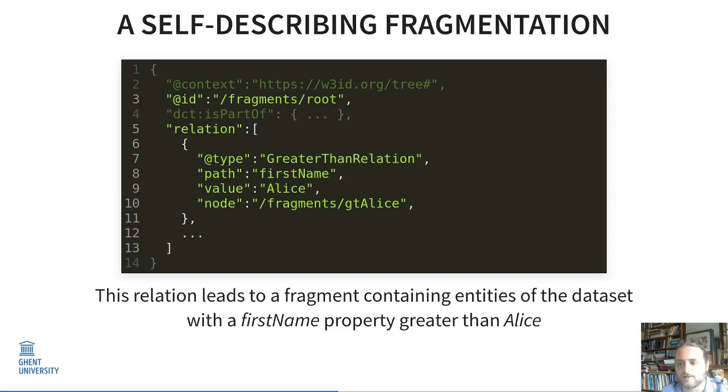So here, in this listing, we give an example of such a relation. Here we see that this relation leads to a fragment containing the entities of the dataset with a first name property that is greater than Alice. So if this matches what we are looking for, then we can dereference this node property and continue from there. This way we can describe the relations between the different node fragments of the fragmentation.